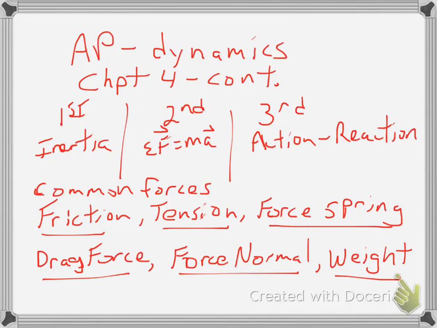Second law, the summation of forces equals ma. That summation of forces can be many things. It could be force applied minus the force of friction, force applied minus the force of tension, tension minus the force of friction. So when you sum those together, you end up getting a net force. And if there is a net force, then you will have acceleration. Force and acceleration are vector quantities.